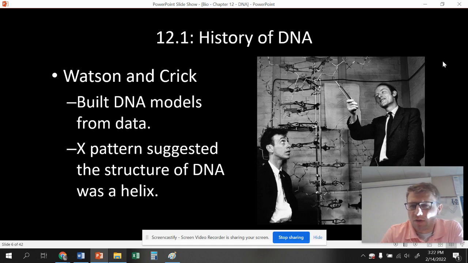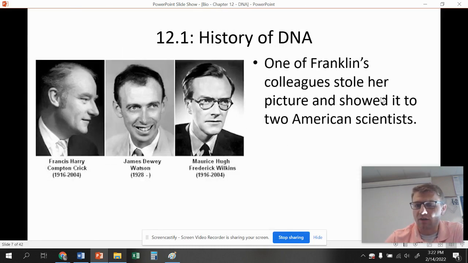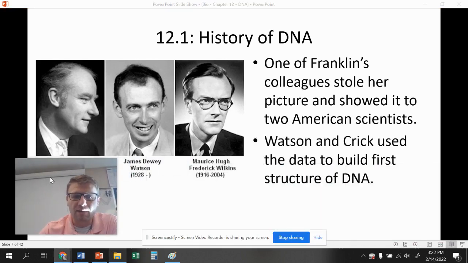Now, they were model builders. They weren't the scientist that Rosalind Franklin was. She was more of a data person, where she took a lot of data and pictures and did the actual science. These guys were using data and trying to figure out the model or the structure of DNA. And they did build the first accurate model of DNA, but it was because Wilkins, who was working with Rosalind Franklin, stole that photo without her knowing, like I said.